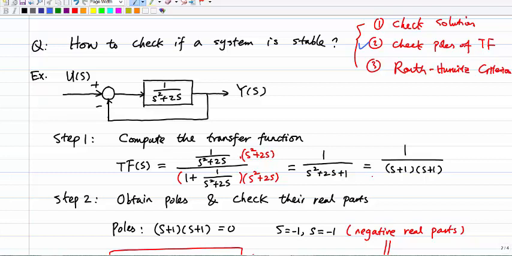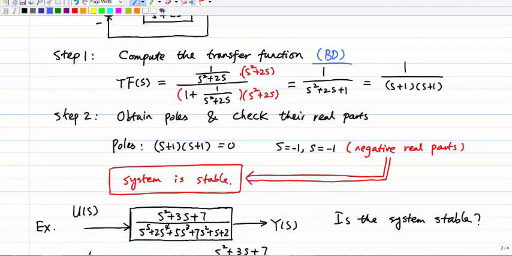So the first step is we want to compute the transfer function. Because it's unit negative feedback, I can use the property of the block diagram to find the transfer function. It's 1 over s squared plus 2s divided by 1 plus 1 over s squared plus 2s. Now we simplify a little bit, so we multiply both the numerator and the denominator by s squared plus 2s. By some simplification, I have 1 over s squared plus 2s plus 1, which can be written as 1 over (s plus 1) times (s plus 1).